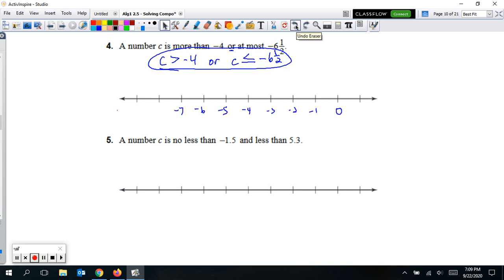So we're going to put some numbers down there, from 0 to negative 7 should cover it. And then we're going to put some points down there. There's our negative 6.5 going down in between the negative 6 and negative 7. And the negative 4 is right there.